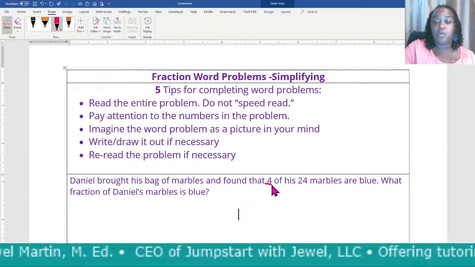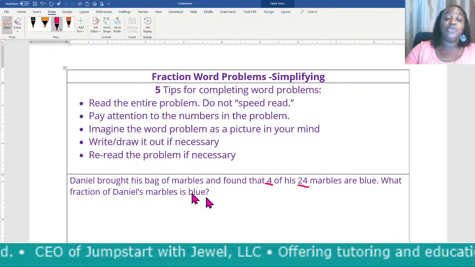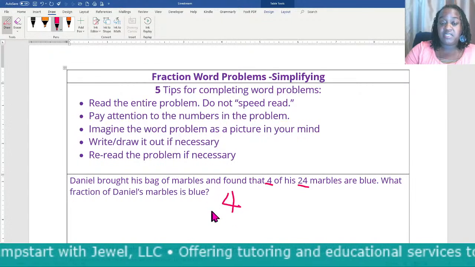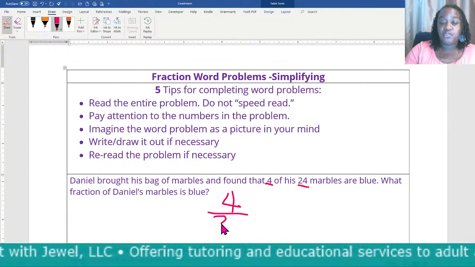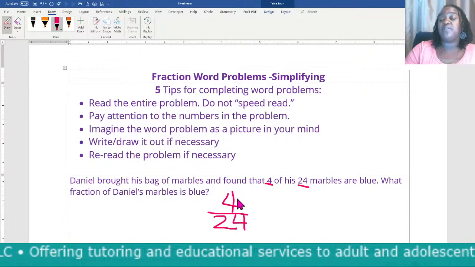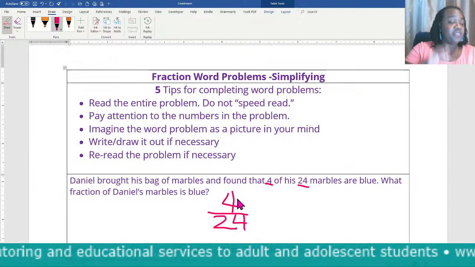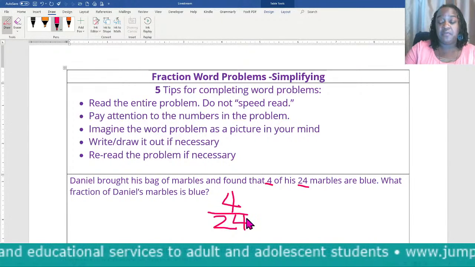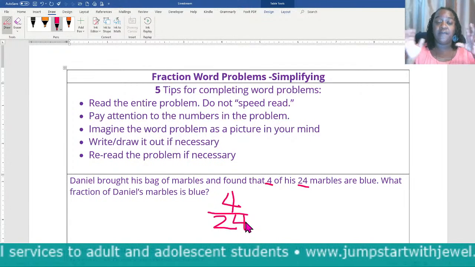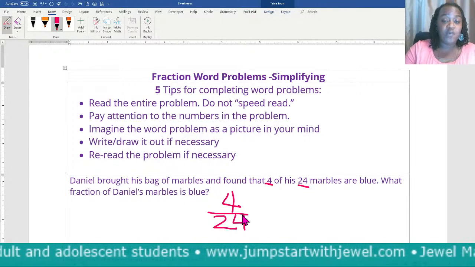He found that 4, and we're underlining the numbers, of his 24 marbles are blue. So what fraction of marbles are blue? It's pretty simple. It's telling you right there, 4 of his 24. You know that 4 is going to be the numerator. The numerator, the number on top, is always the number that we're talking about. If you're doing a shape, it's the part that's shaded in. And then the denominator, the 24 in this example, is the total number of items. Or if you're talking about a shape, it will be the total number of parts. So it's 4 out of 24.